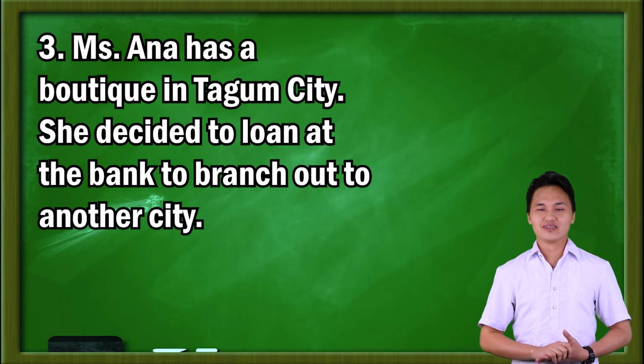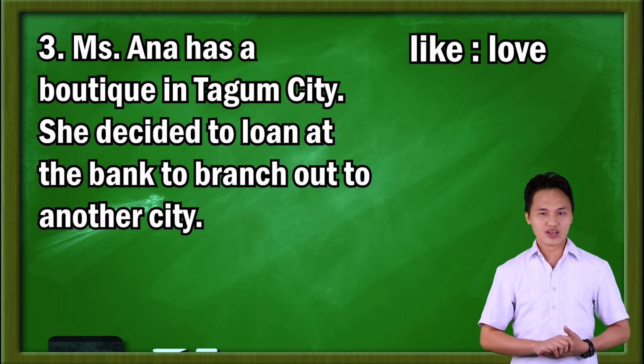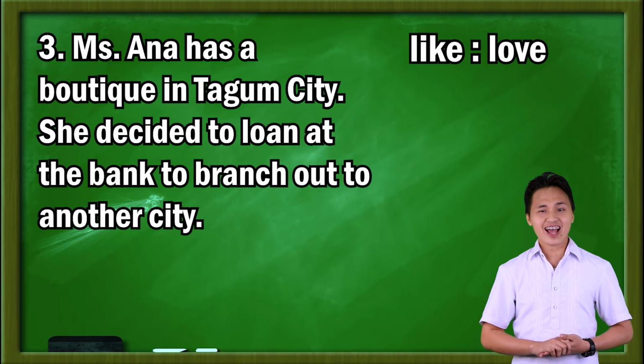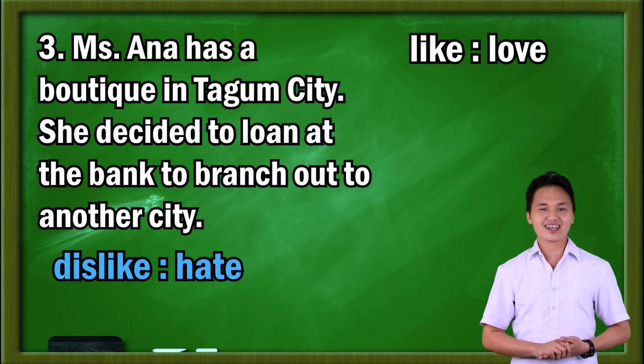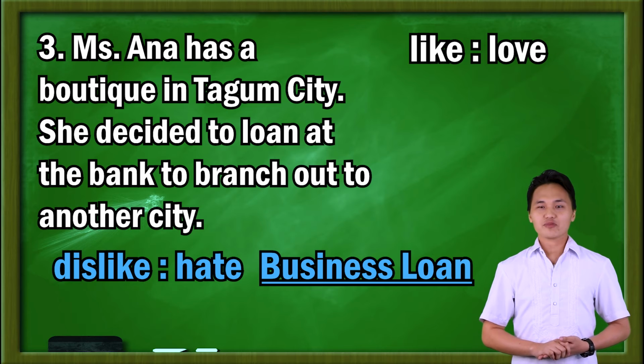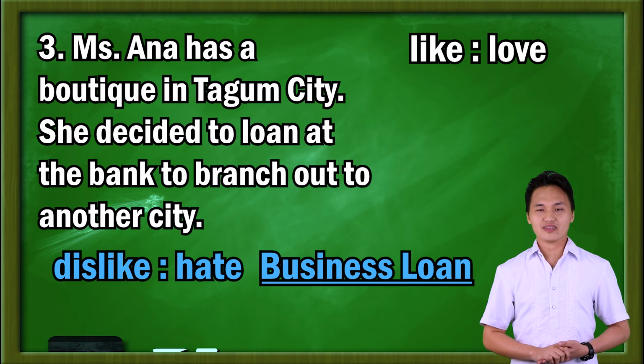Another situation. Miss Anna has a boutique in Tagum City. She decided to loan at the bank to branch out to another city. Hint: like is to love. What do you think is the second analogy? It is dislike is to hate. So the answer is business loan. Let's move on to the next situation.